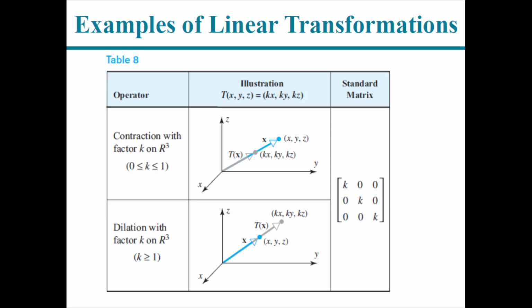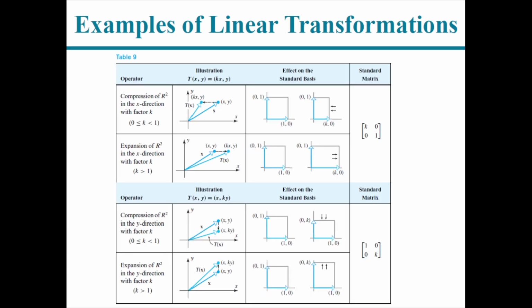So these are just examples, you don't need to memorize them. Another type of example is when you compress along one axis. Again, all these are useful transformations in other subjects. These are obviously invertible when K is different from 0.